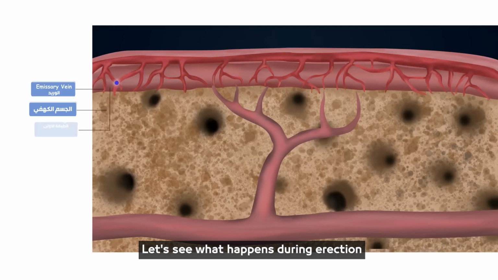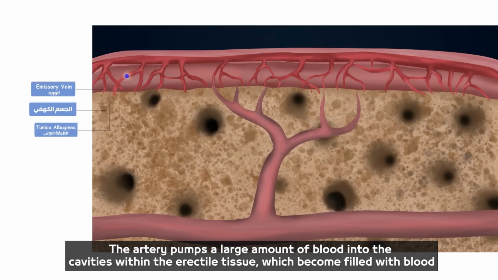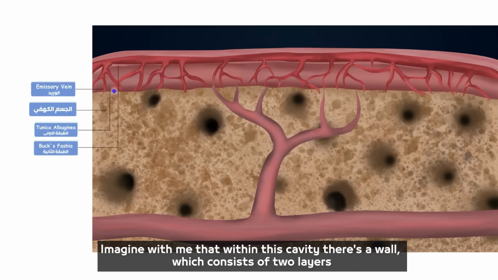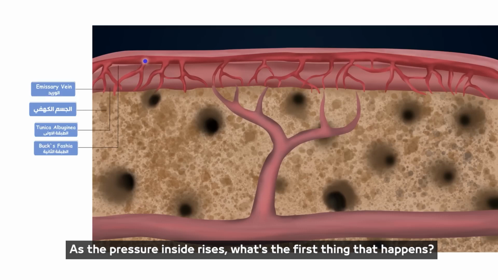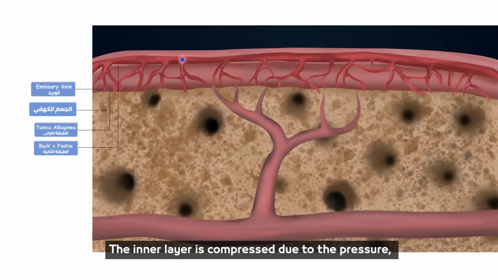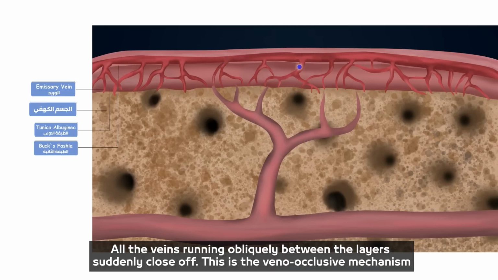Let's see what happens during erection. When smooth muscle relaxation occurs, blood enters in large quantities. The artery pumps a large amount of blood into the cavities within the erectile tissue, which become filled with blood. The pressure inside the corpora cavernosa begins to rise. Imagine with me that within this cavity there's a wall which consists of two layers. As the pressure inside rises, what's the first thing that happens? The two layers adhere to each other. The inner layer is compressed due to the pressure, sticking to the outer layer. When these two layers adhere to each other, what happens next? All the veins running obliquely between the layers suddenly close off. This is the veno-occlusive mechanism.